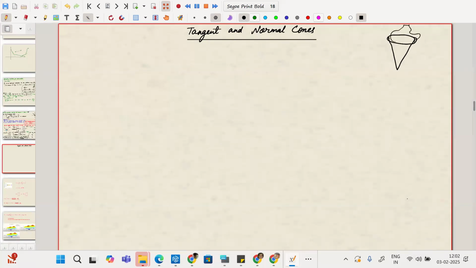So how does the ice cream cone look? You have something like this over here, that's like an ice cream cone. This is exactly the same concept: tangent and normal cones. We'll see why this is important. These are concepts where you have constraints. That means you minimize this function, but you have to minimize within the boundary, within this rule.